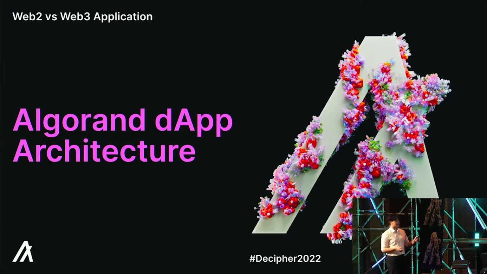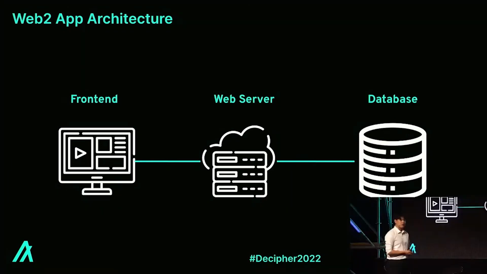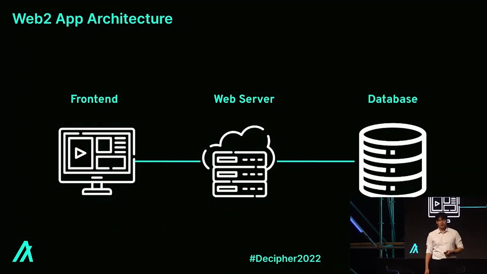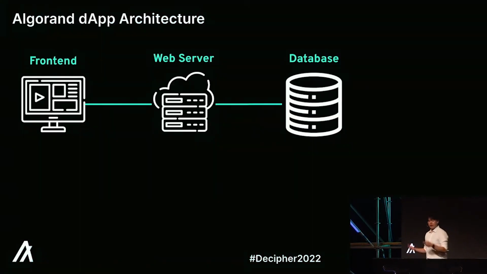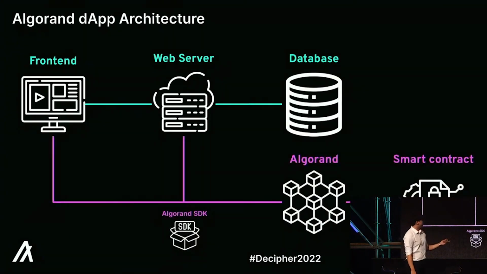So before we dive into Beaker, I want to quickly cover what the dApp architecture looks like on Algorand. So what you see on screen right now is a familiar Web 2 app architecture. We have the front end, where the users interact with your application. We have the web server that hosts the server, handles API calls, and the database that stores relevant data for your application. Now, an Algorand dApp architecture isn't too different. It still has those three components, and all you add on to that is the Algorand blockchain.